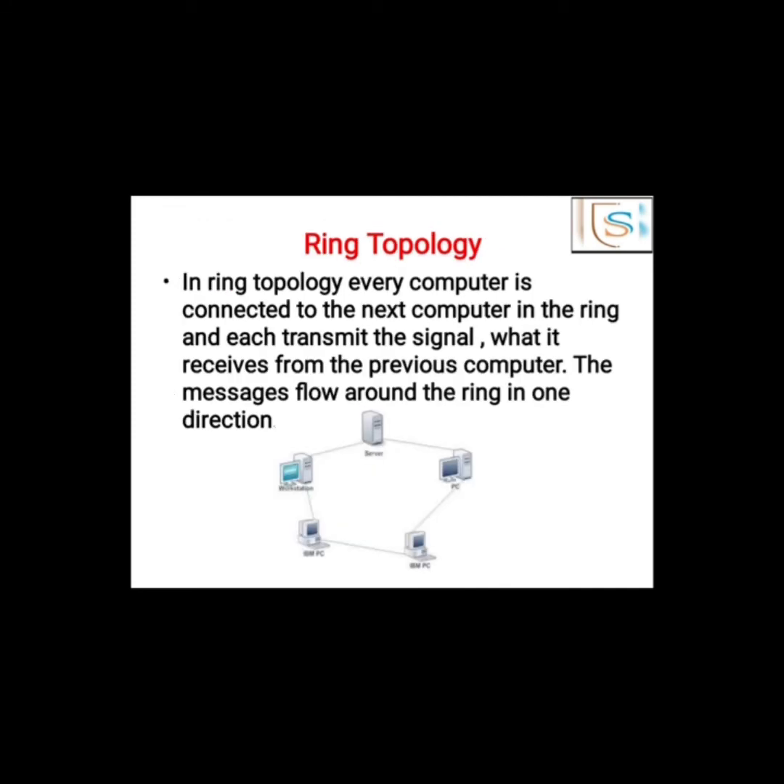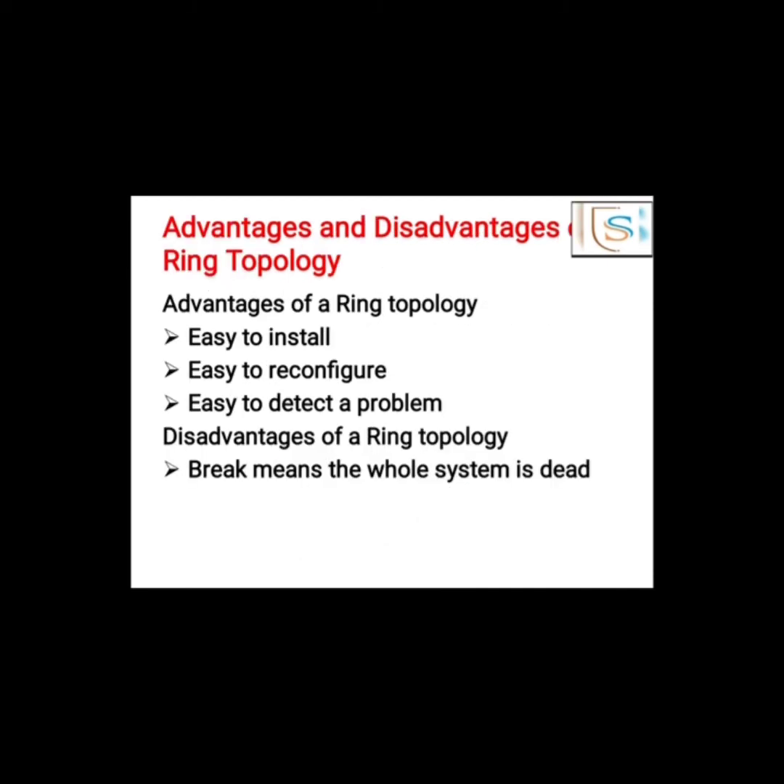Then comes ring topology. Every computer in the network is connected next to another in the form of a ring, and each transmits the signal. The message flows around the ring in one direction, either anti-clockwise or clockwise. So in this way our transmission flows from one computer to another, then another, then another, and finally to the server. Advantages of the ring topology: easy to install, easy to configure, easy to detect a problem.